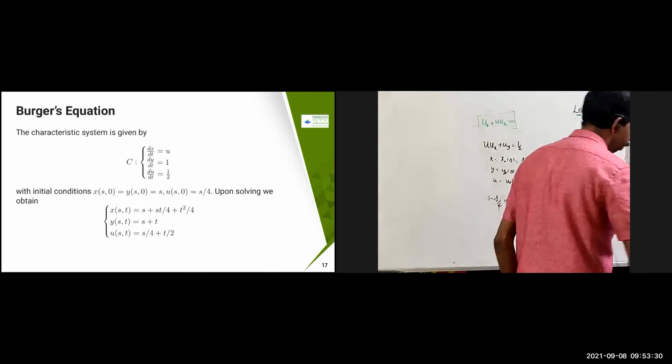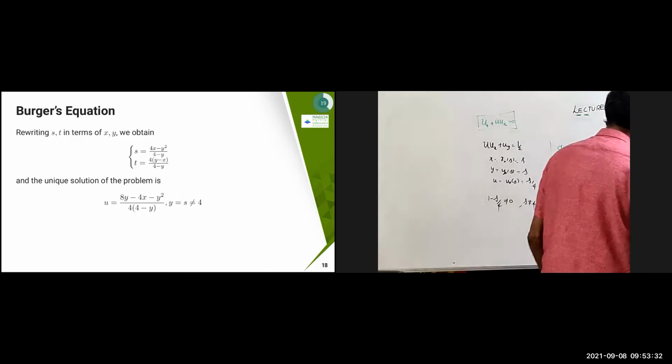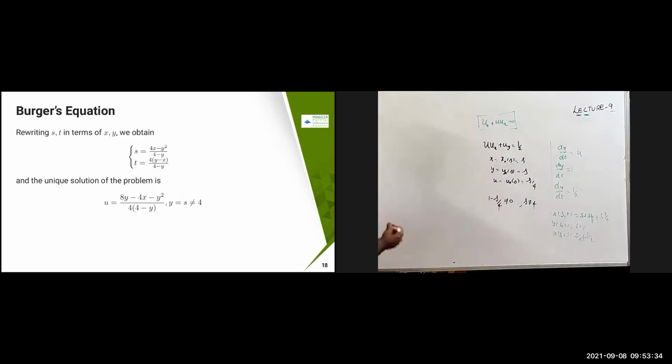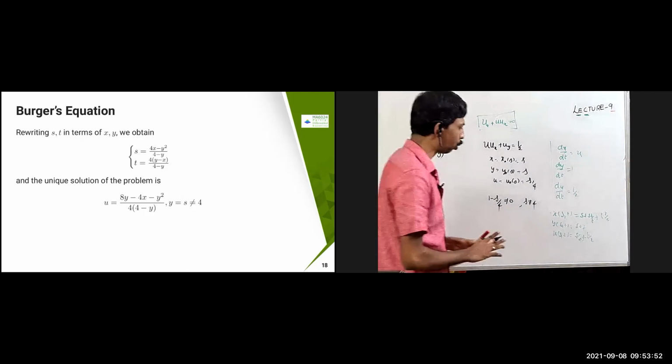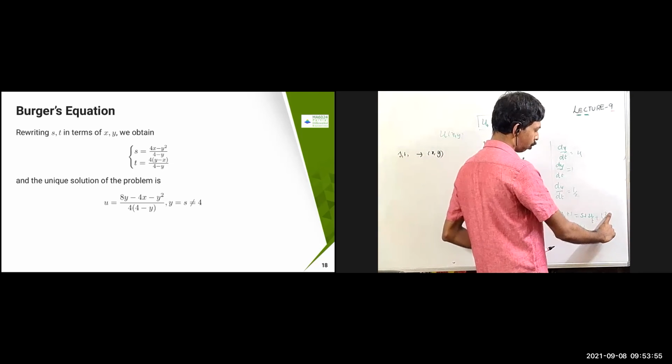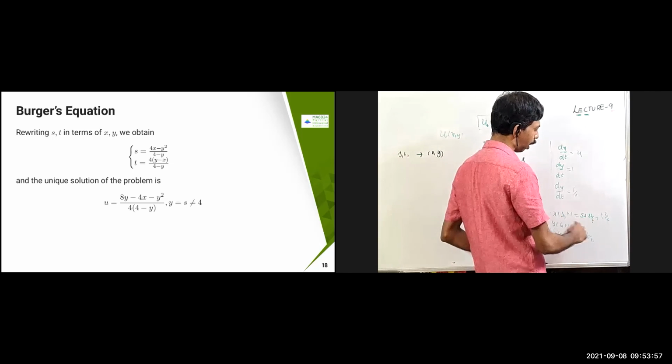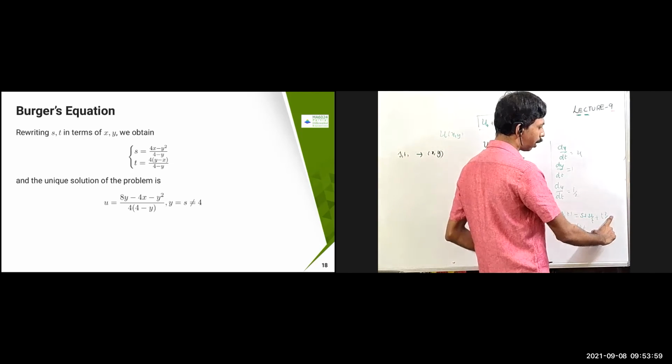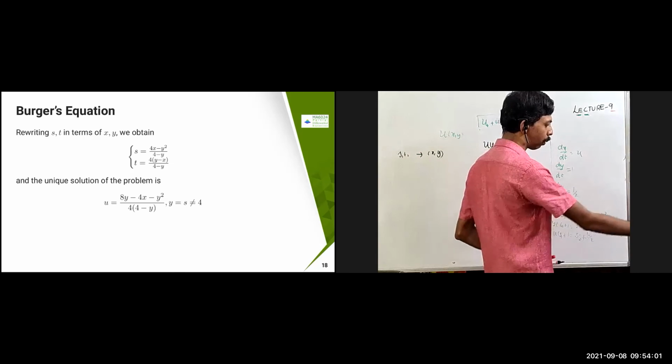Now, what we need to do is write the solution in terms of u of x comma y, because that is our problem. I have written u of s comma t in terms of s and t. Now you need to find s and t in terms of x comma y. For that, you solve these two equations, where x comma y are expressed in terms of s and t, and then find s and t.